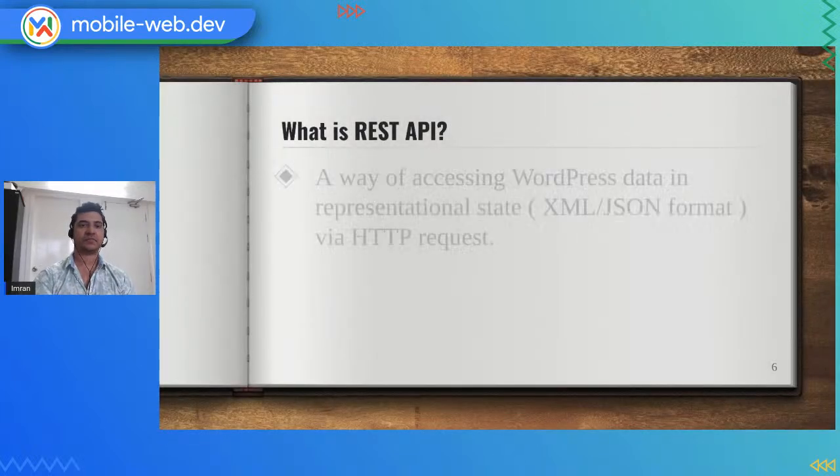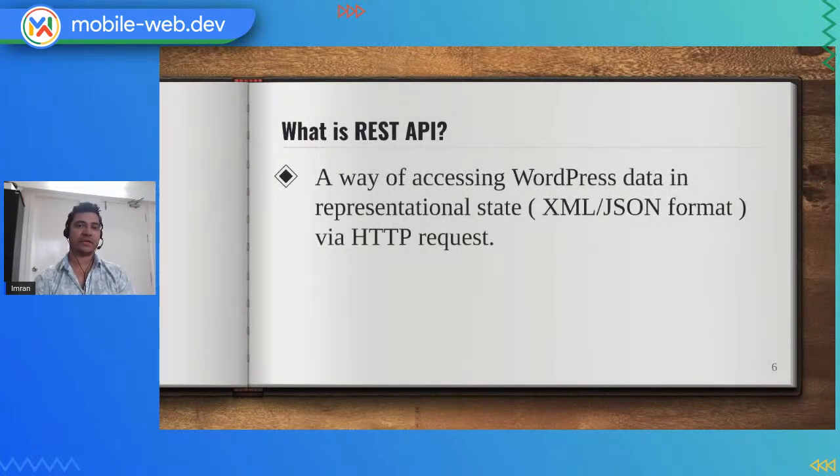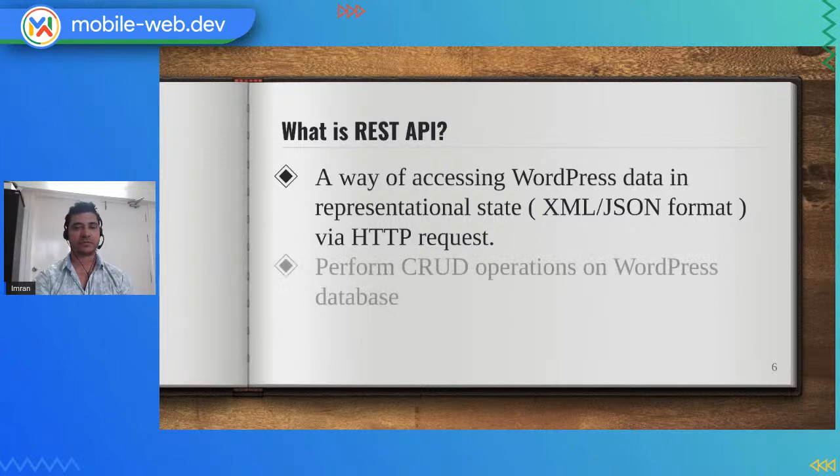Okay, so what is the REST API in WordPress? It's a way of accessing WordPress data in representational state, which means in XML or JSON format, via an HTTP request. For example, if your site is available at example.com, you can get the REST API data at example.com/wp-json/v2/post, etc. There are different endpoints available, which we will discuss in a moment.